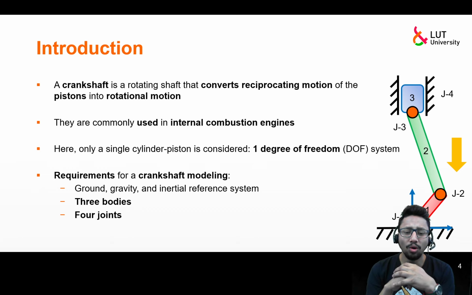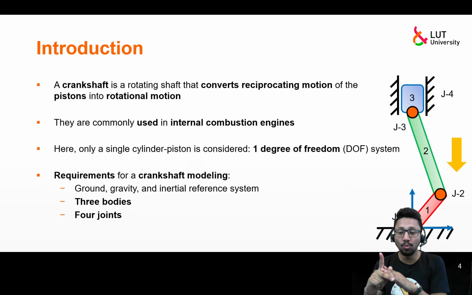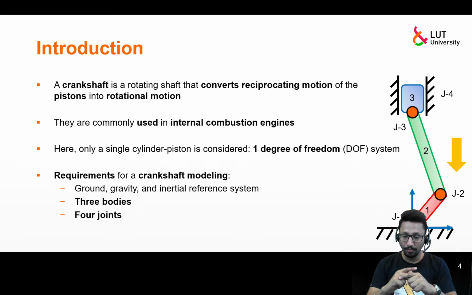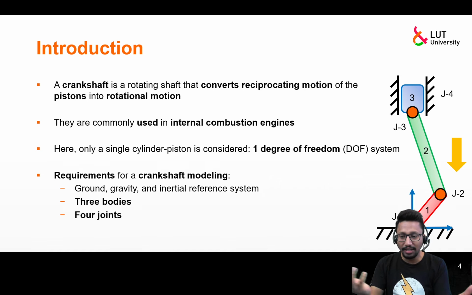Now, if I ask you what the requirements are in order to model a crankshaft, of course, whenever we start thinking about modeling, we always think with respect to a reference frame, which is called the inertial reference frame or the global coordinate system. And this global coordinate system needs to be on some ground, correct? And then, of course, we need gravity because gravity is everywhere.